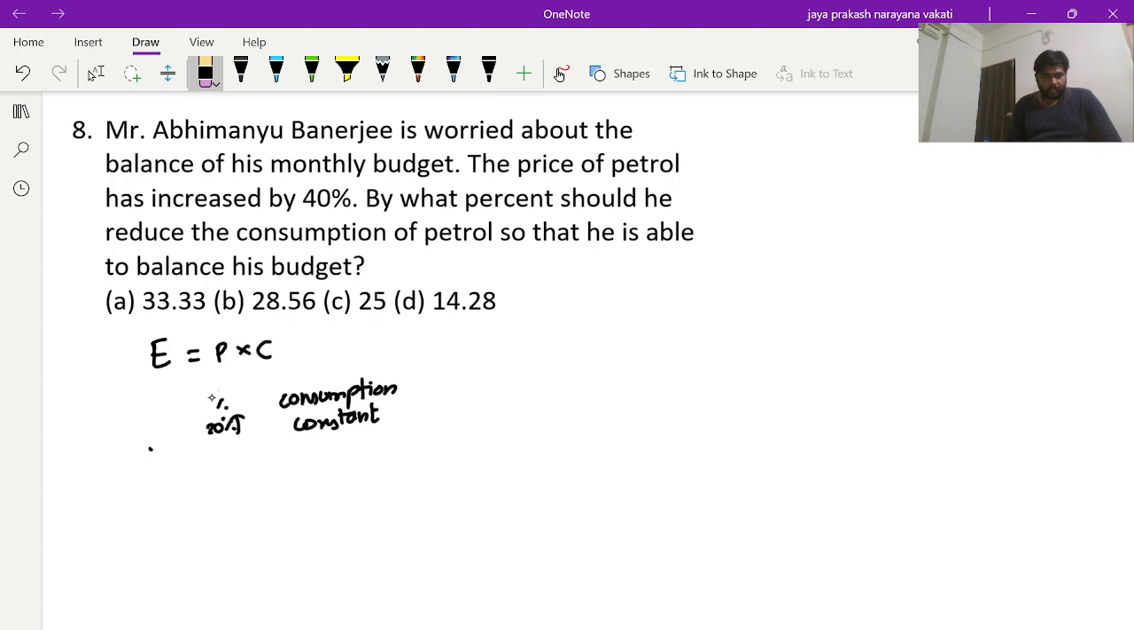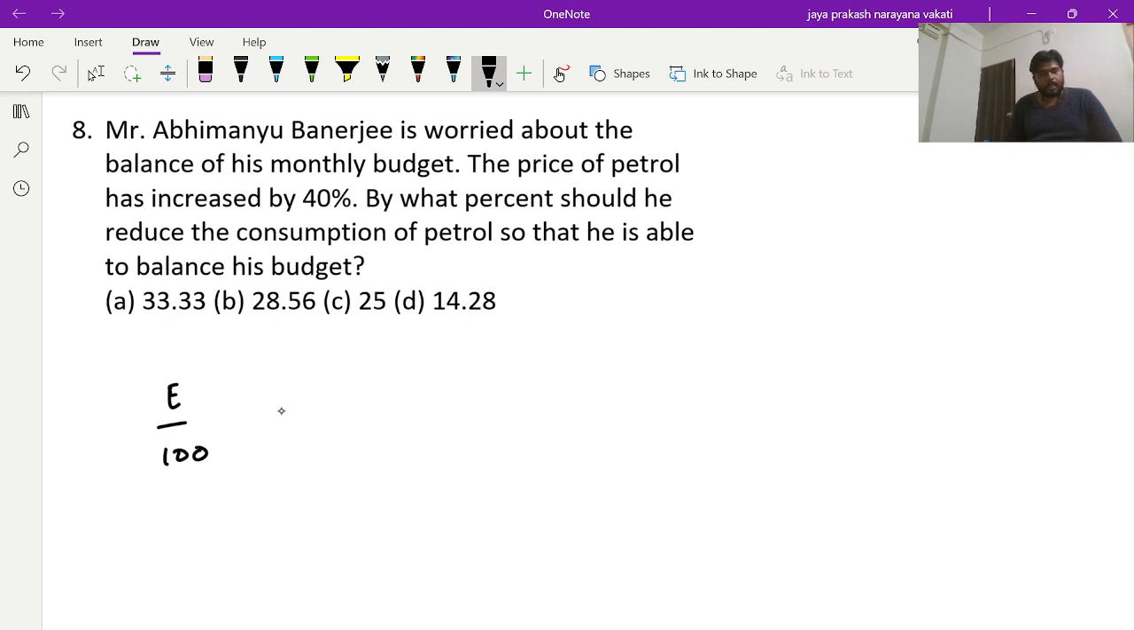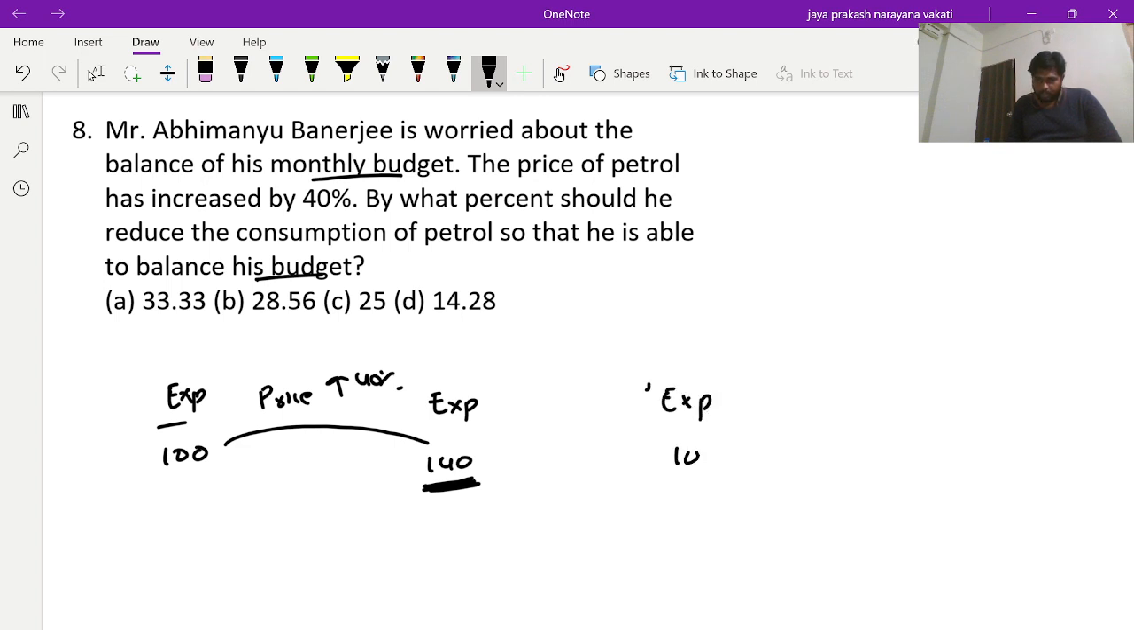So this is the thing which I'm going to use. Let's say your initial expenditure is 100 rupees. As petrol price is raised by 40%, obviously your expenditure also will increase by 40%, which is 140. But actually you don't want to spend 140 rupees. You need to spend what it is told so that he is able to balance his budget. That means you are going with the same amount, so your expenditure now also should be 100 only.